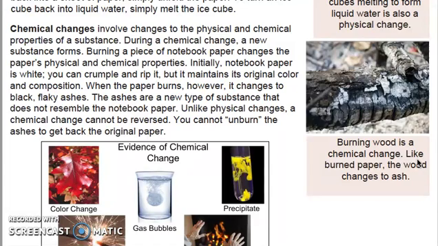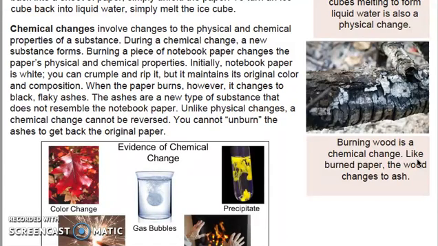Initially, notebook paper is white. You can crumple it and rip it, but it maintains its original color and composition, or what it's made of. When the paper burns, however, it changes to black, flaky ashes. The ashes are a new type of substance that does not resemble the notebook paper.